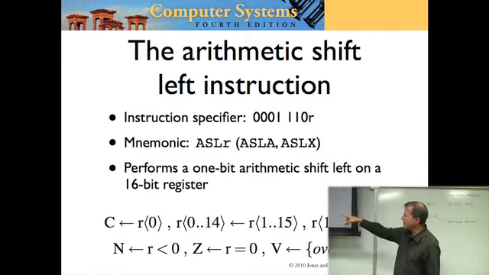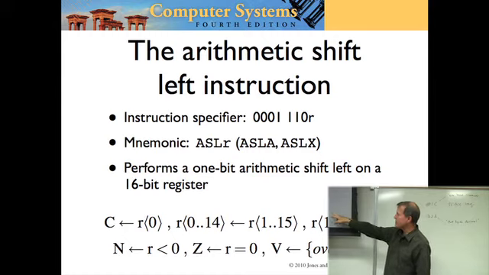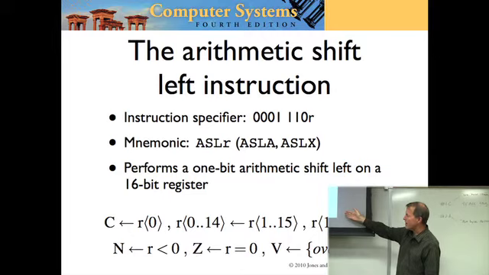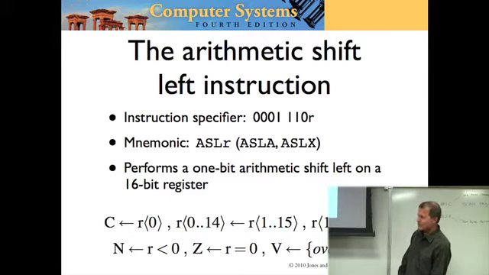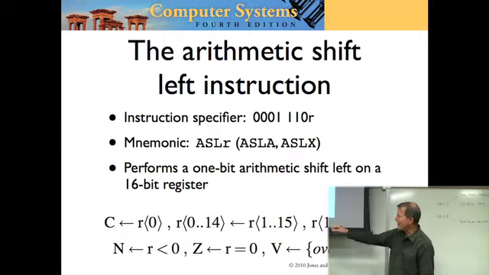Oh, by the way, let's take a look at this. Now, what is this called at the bottom of the arithmetic shift left instruction slide here? What is this RTL? And RTL stands for what? Register transfer language. And do you see how it's specified in RTL? C gets R sub 0, so that's the leftmost bit.